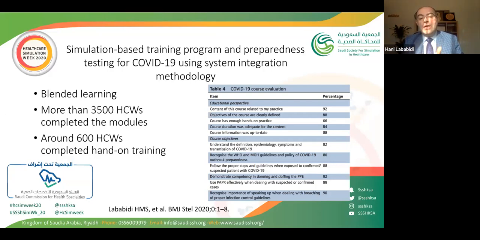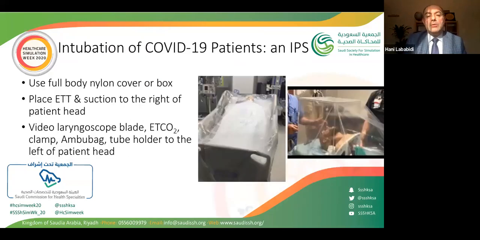Now, when we published the article, their number was 375. Now, this is the course evaluation, and we were pretty good, but look at "the course has enough hands-on practice," only 66%. So people wanted more hands-on, but sure, we had restraints because of the infection, and we didn't want overcrowding in the center. However, people asked for more hands-on, as always.